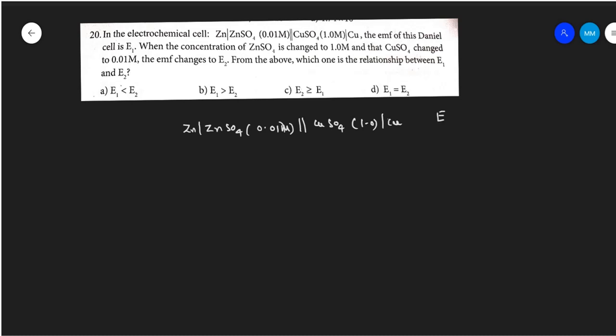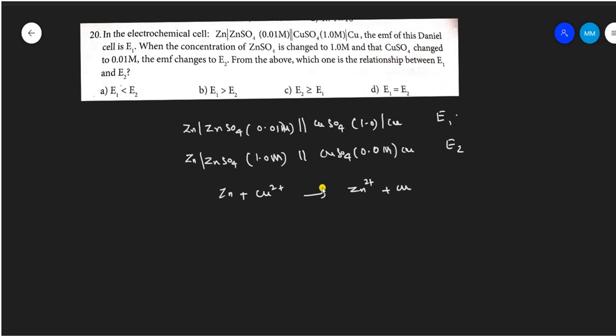The EMF value is E1. Then in the same cell, the concentrations are inverted: zinc sulfate 1.0 m and copper sulfate 0.01 m. Now the EMF is E2. So what is the relation between E1 and E2? Using the Nernst equation we can solve this problem. The Nernst equation is used to find the EMF of the cell at different concentrations. In the electrochemical cell, zinc is oxidized and copper is reduced: Cu2 plus plus Zn gives Zn2 plus plus Cu.